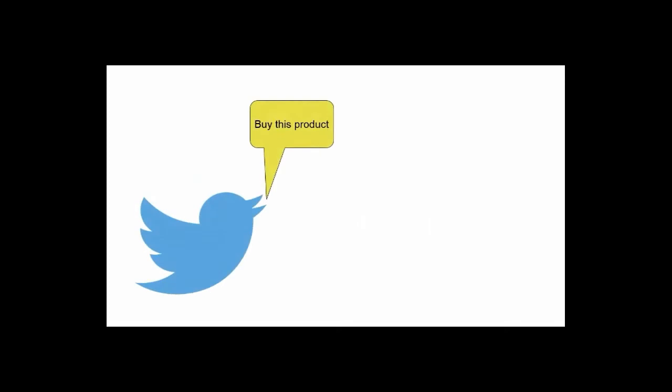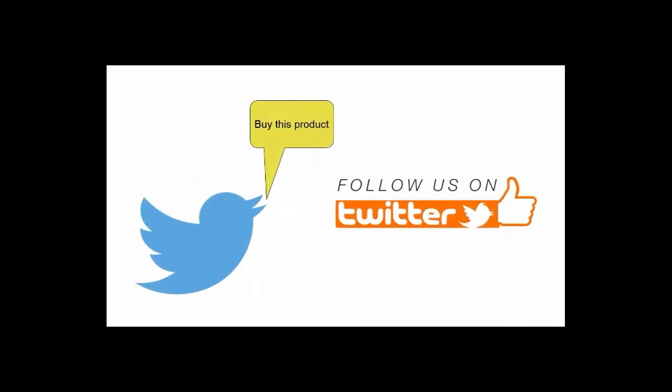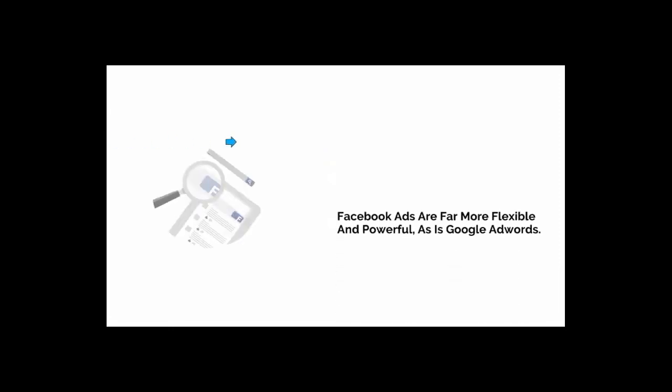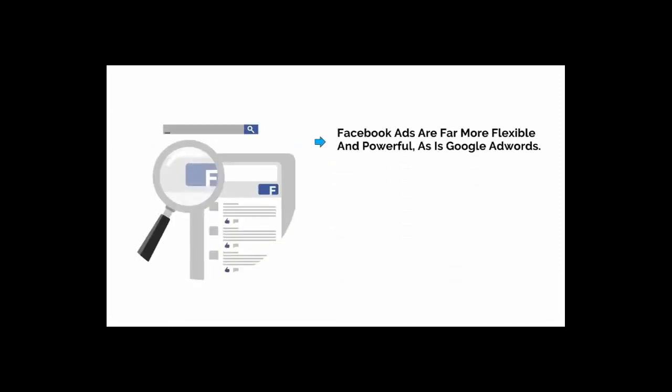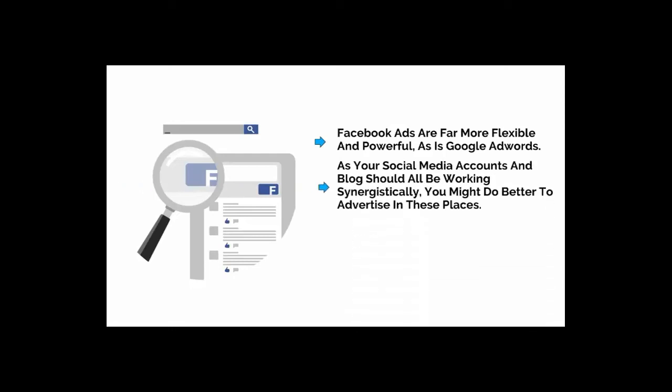Of course, you can use Twitter advertising to directly sell a product, but very often it can be used simply to get more people to start following you. This is a great way to get more people to become aware of your brand, and while ROI might be slow in coming, it can be an effective way to attract people you might otherwise not be able to reach. For more advanced marketing, though, Facebook ads are far more flexible and powerful, as is Google AdWords. As your social media accounts and blogs should be working synergistically, you might do better to advertise in these places rather than directly on Twitter itself.